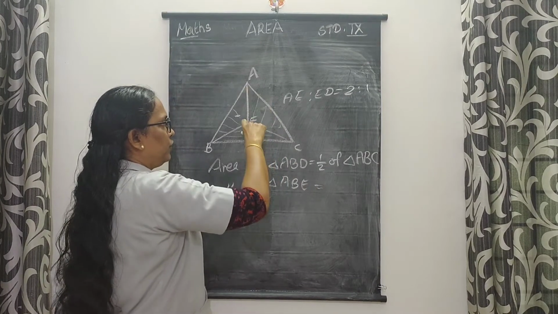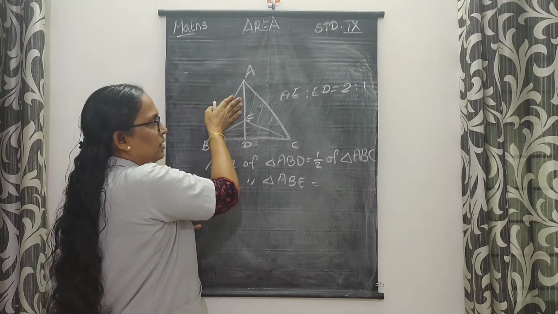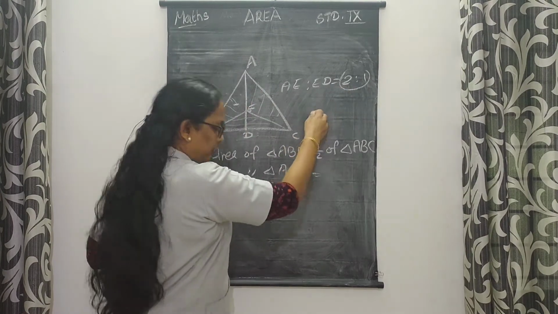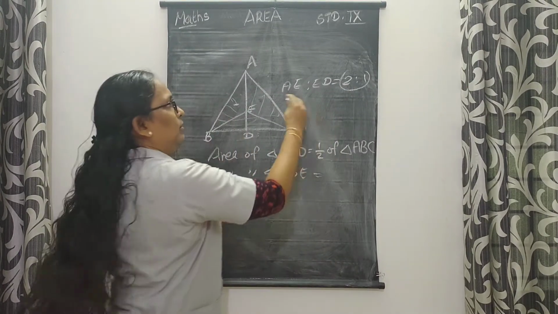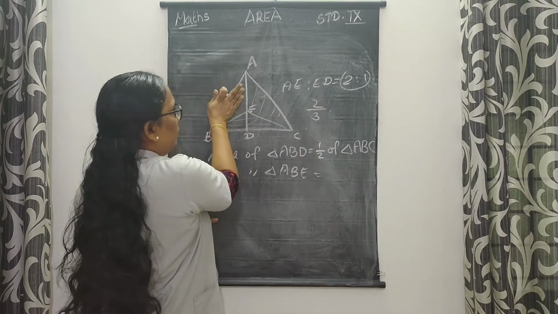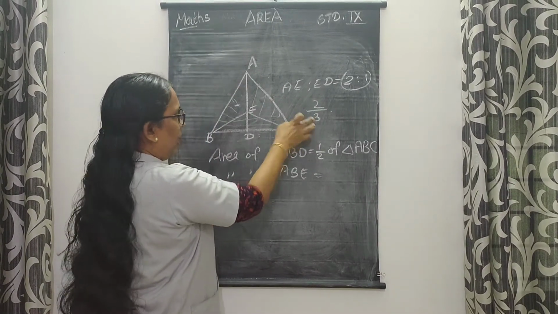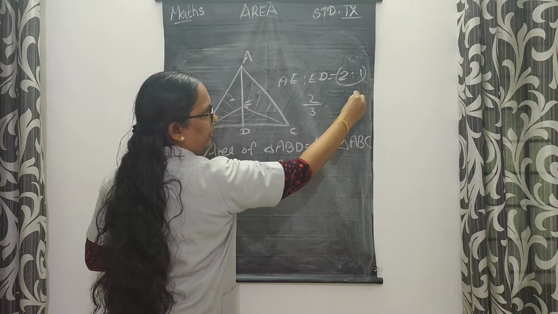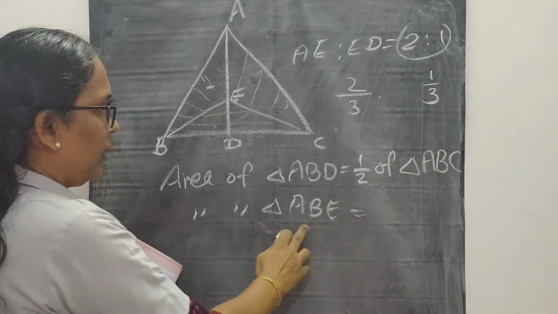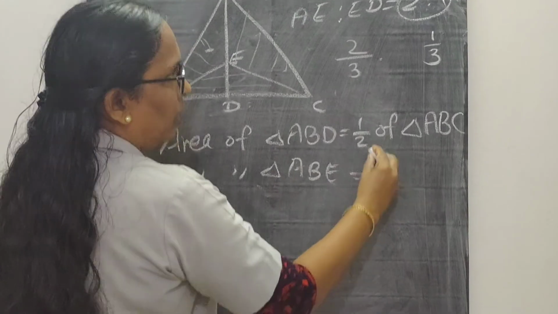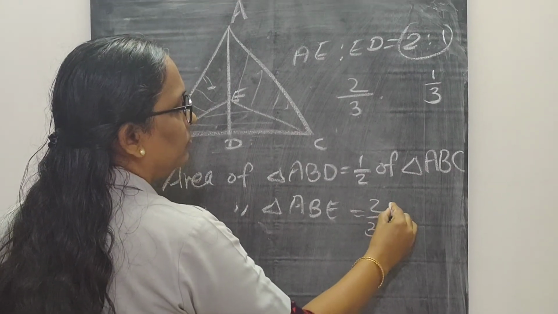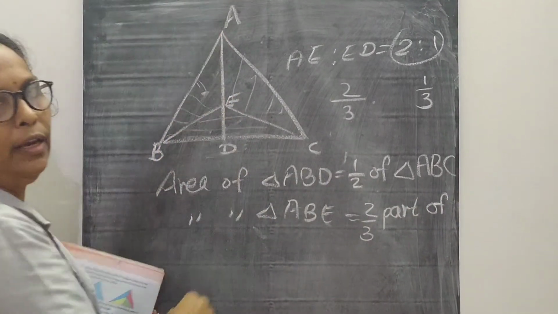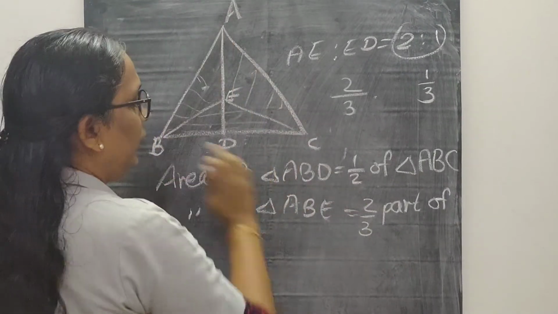Here it divides in the ratio 2 is to 1. So 2 is to 1 means this side is 2 out of 3, and this part, the second area, is 1/3 part. So we can write the area of ABE equals 2/3 part of this full ABD.